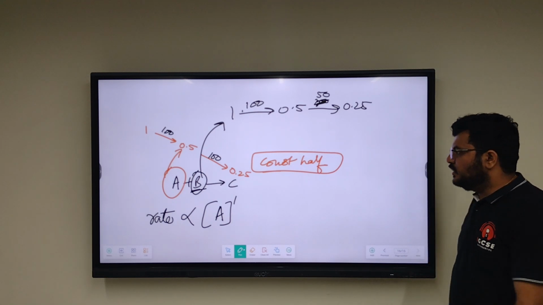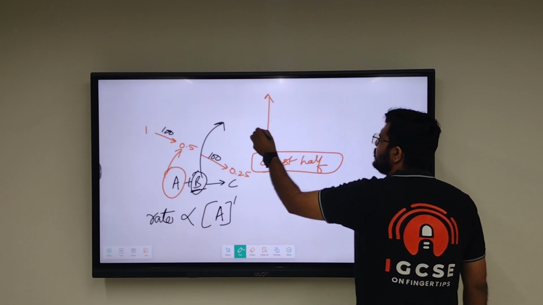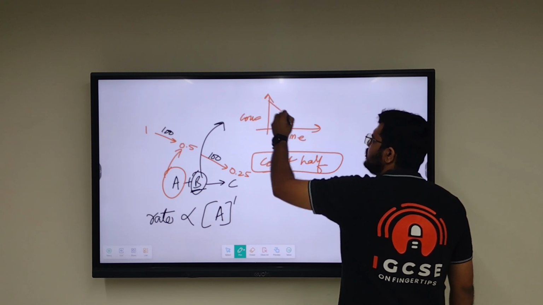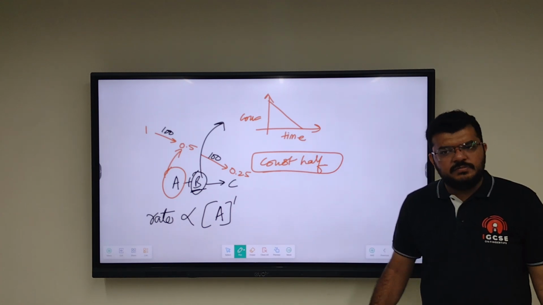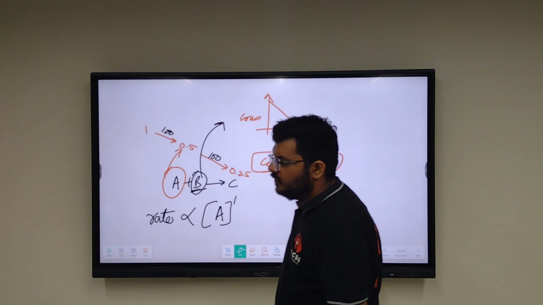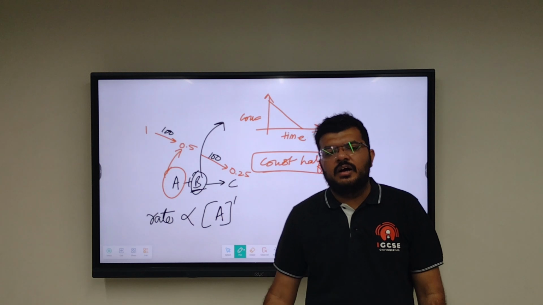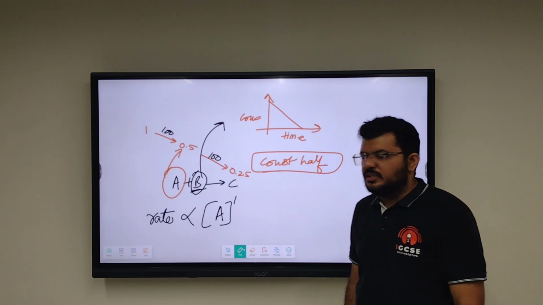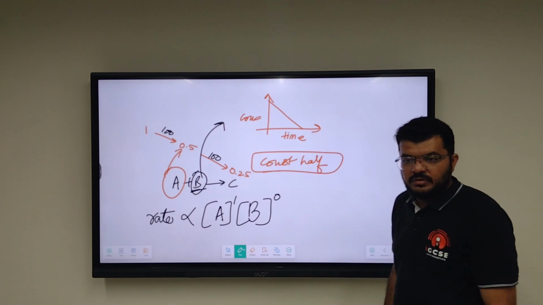Or instead of even learning this, look at it like this: this is concentration and this is time. As the concentration decreases, there is no curvature to this, it keeps on decreasing. It does not matter if the concentration was 1 mole per dm cube or 100 mole per dm cube, the rate of reaction remains unchanged. Then the influence of that is 0.